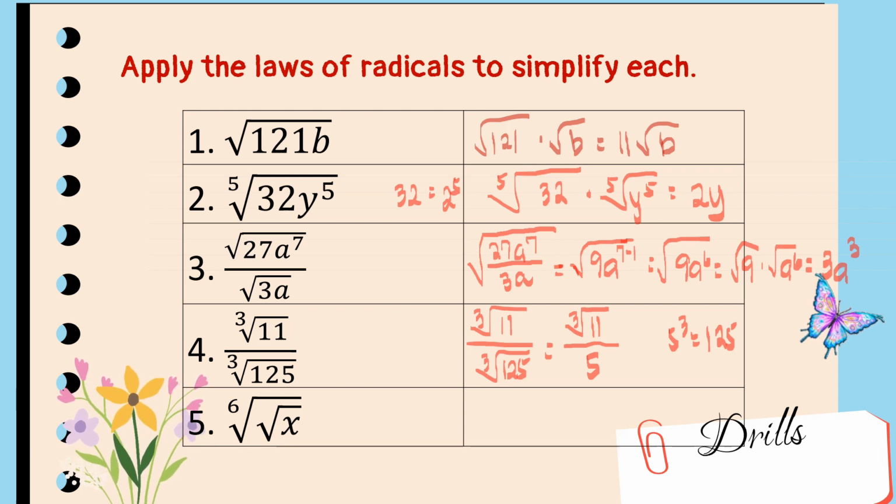And last one, the 6th root of the square root of x. Alright, by the fourth law of radicals, the nth root of the mth root of a number, we just have to multiply the indices. So 6 and 2. So 6 times 2 is 12. So we have the 12th root of x.